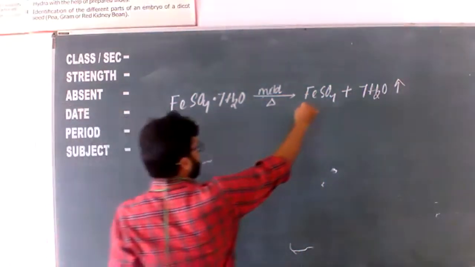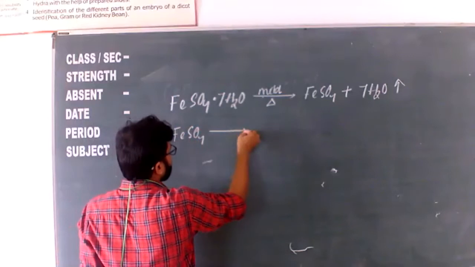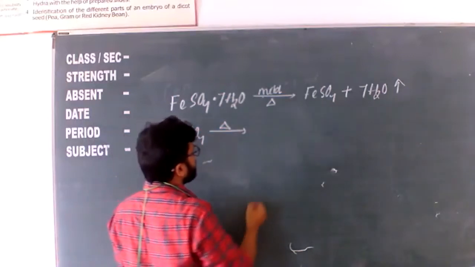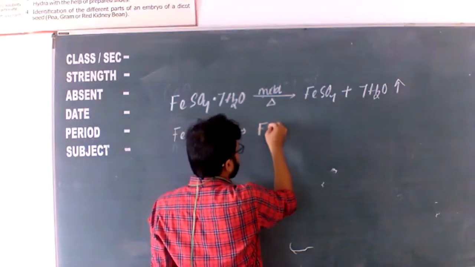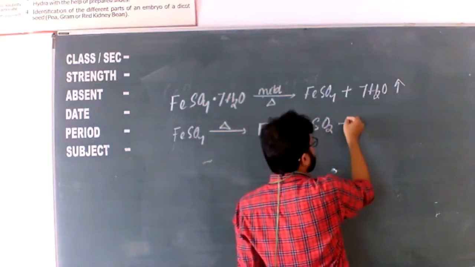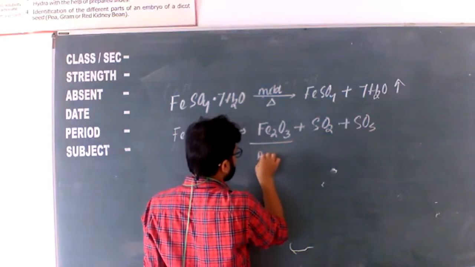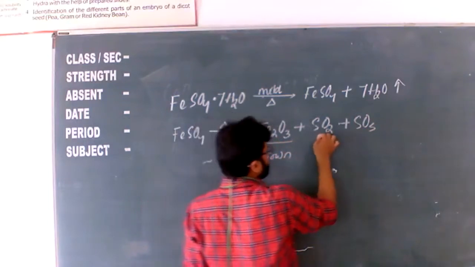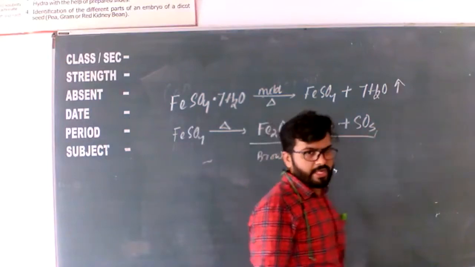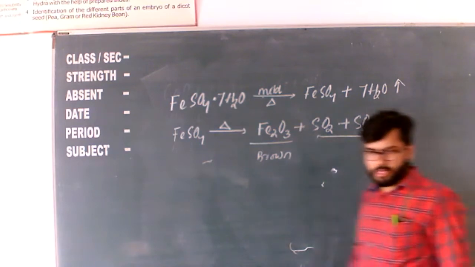When you go on heating further, strong heating, FeSO4 will give us Fe2O3 plus SO2 plus SO3. Fe2O3 is brown. These two, SO2 and SO3, are colorless and have a characteristic smell of burning sulfur. Am I clear?